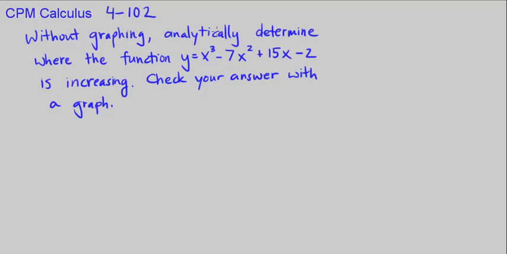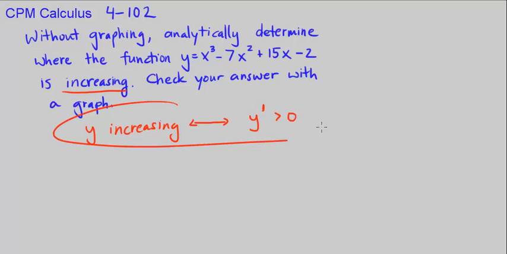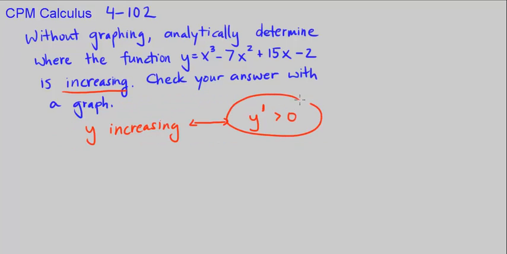Got it? So this means we want to do it algebraically, right? So what do we know about a graph that is increasing? Well, remember that when we were studying graphs, if y is increasing, this is the same thing as the derivative y prime being greater than 0. This is the key thing to take away, because we can determine where y prime is greater than 0. So let's go ahead and do that.